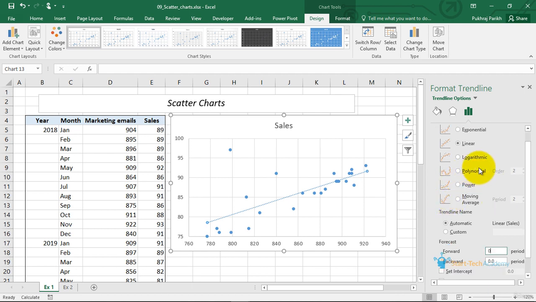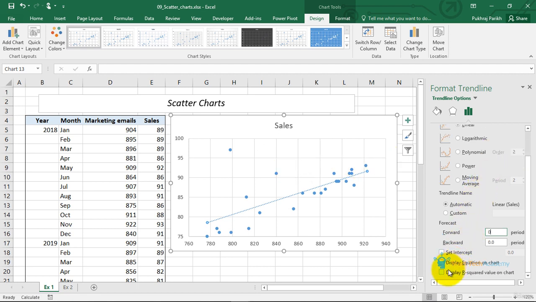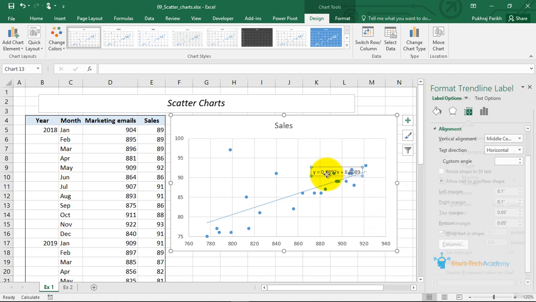And once you have plotted this linear trend line and you want to find out what is the equation of this linear line, that is, considering this is y-axis and this is x-axis, you want to find out y is equal to ax plus b and what is the value of a and b. You can do that by ticking this option. This will give you the equation of this line. Here's the equation: y is equal to 0.089 times x plus 8.8.